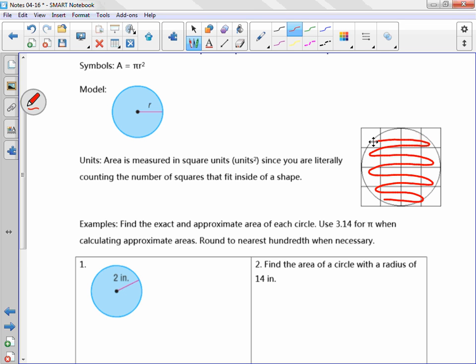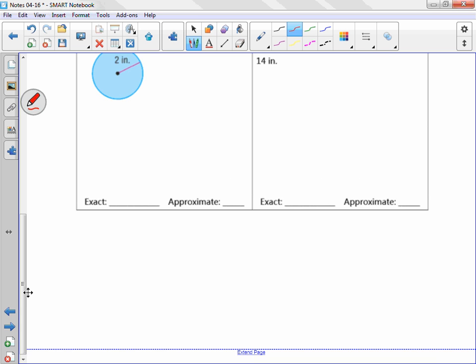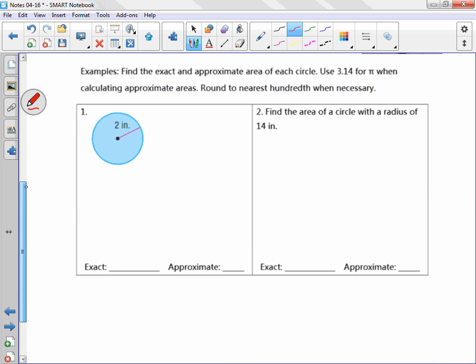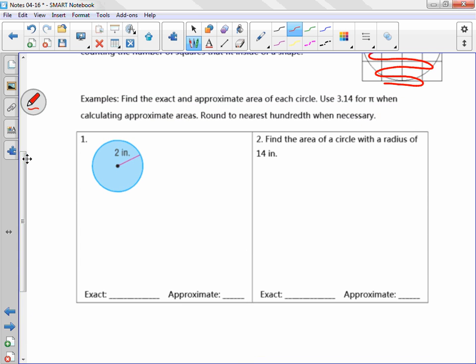So today we're just going to actually look at practicing problems without real-world examples. We're just going to look at the math that's involved. In problem 1, it's asking us to find the exact and approximate area. Use 3.14 for pi when we are calculating approximate. When we're asking for an exact answer, we have to make sure we write our answers in terms of pi. So that means you're using the pi symbol.